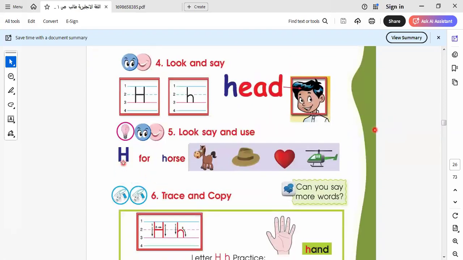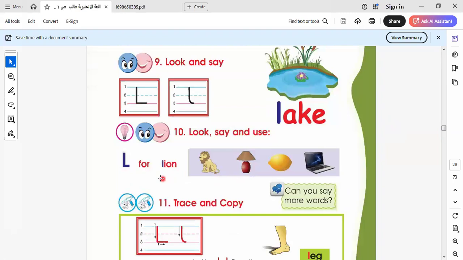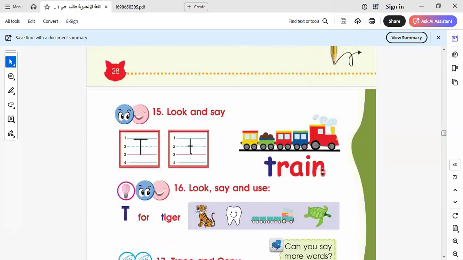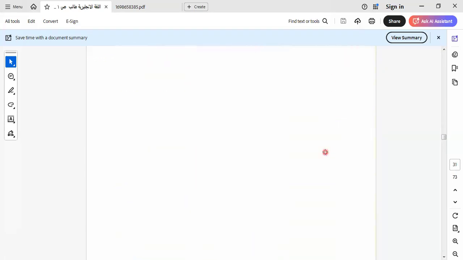Here we have letter H: horse, hat, heart, helicopter. Horse, hat, heart, and helicopter. All these words start with letter H. Let's go to letter L. Here we have lion, lamb, lemon, laptop. Let's go to the letter T. Here we have tiger, teeth, train, and tortoise. This is the letter T.